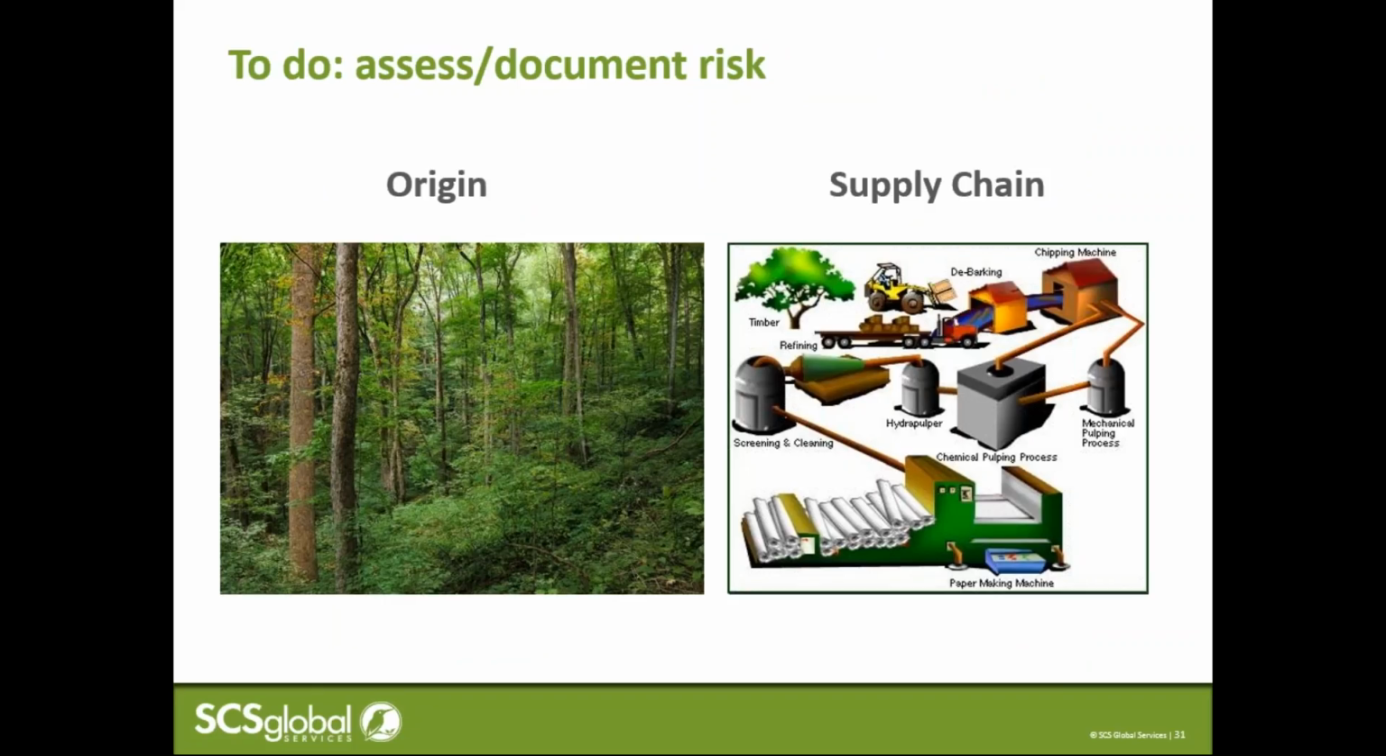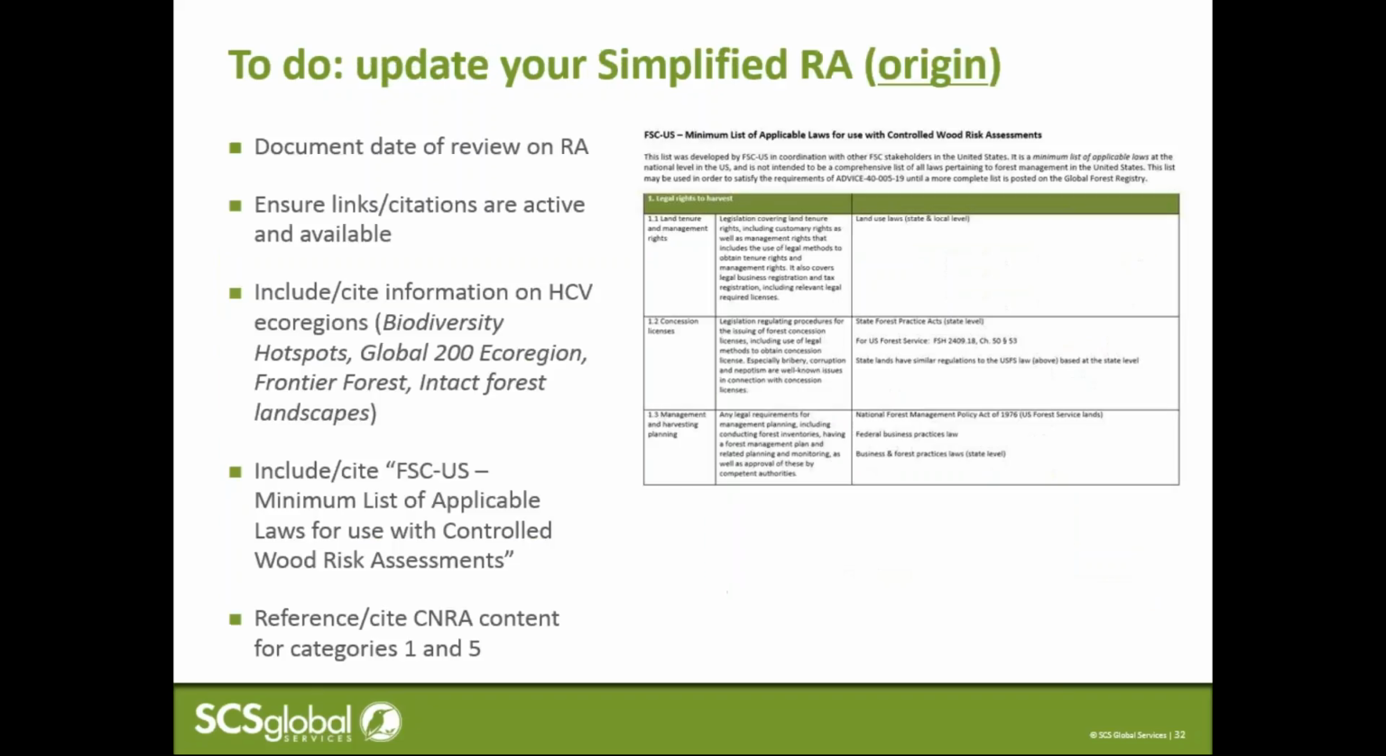Okay, for assessing risk then, you will need to conduct and document risk assessments at both the origin level and the supply chain level. As I stated earlier, at the origin level, your current risk assessment may serve as a simplified risk assessment. It is recommended, however, that you update your simplified risk assessment by documenting the date of review, ensuring that your links and citations are active and available, including and citing information on high conservation value ecoregions, and including or citing the FSC US minimum list of applicable laws for use with the controlled wood risk assessment.